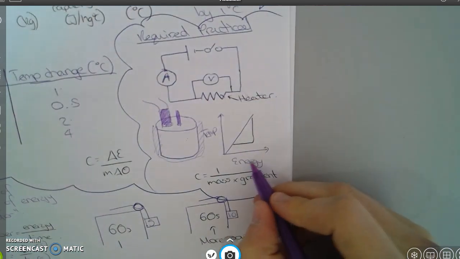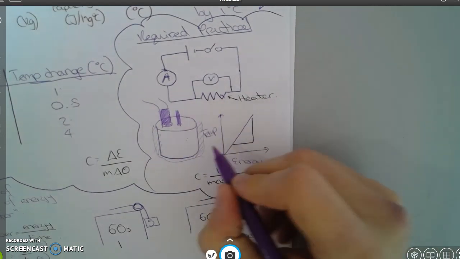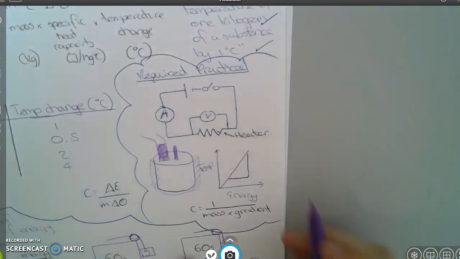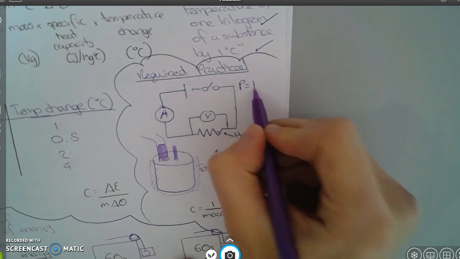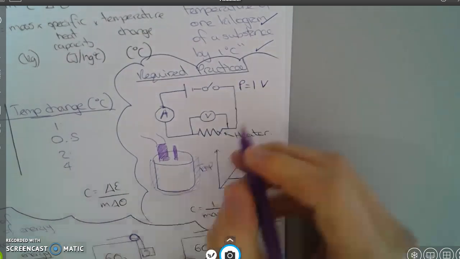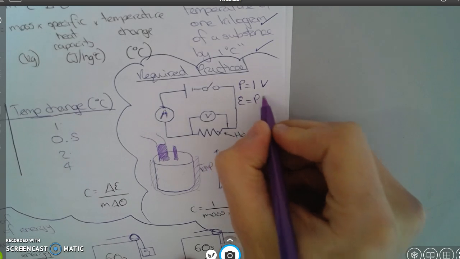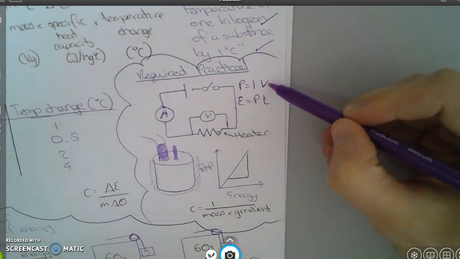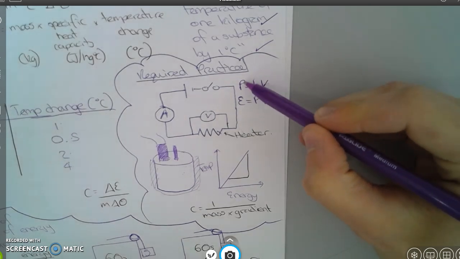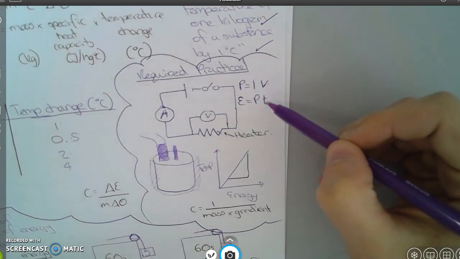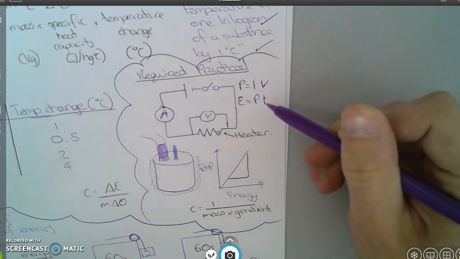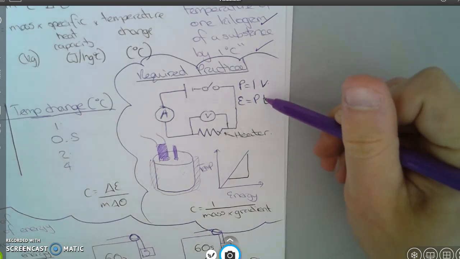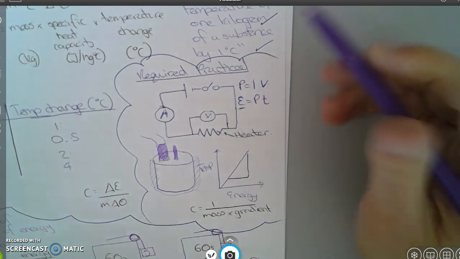Using your equations, you can work out how much energy has actually gone into this block by the following method. You know power is current times potential difference. You know energy is power times time. Because throughout this practical you have measured current and potential difference, you can work out power. And because you've measured the time it's taken, you do your power multiplied by your time to get how much energy has gone into the block.